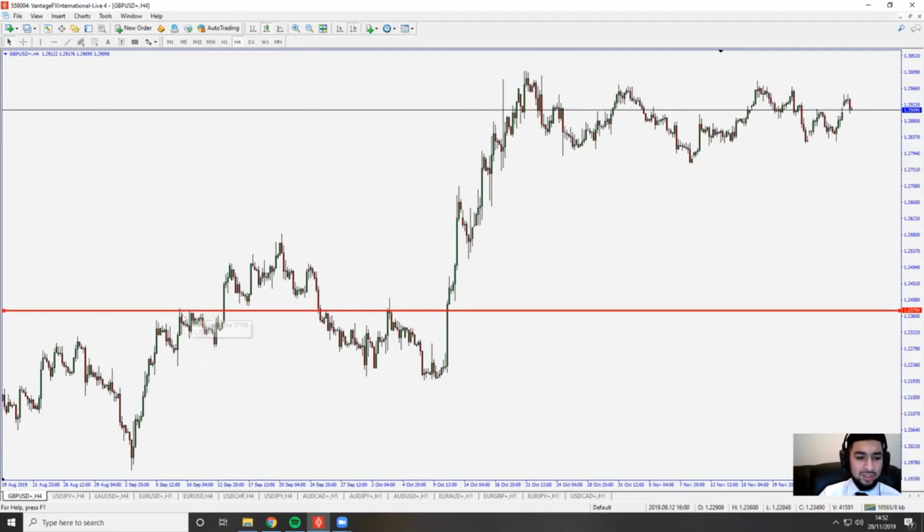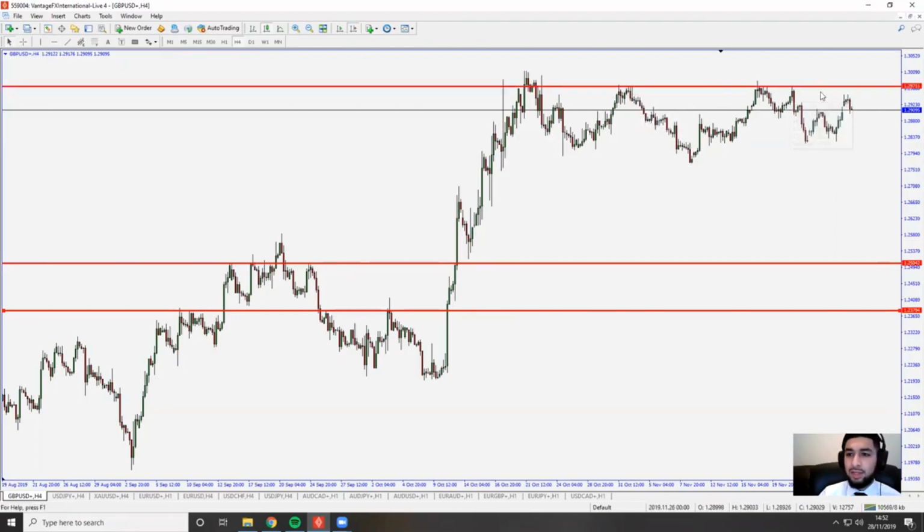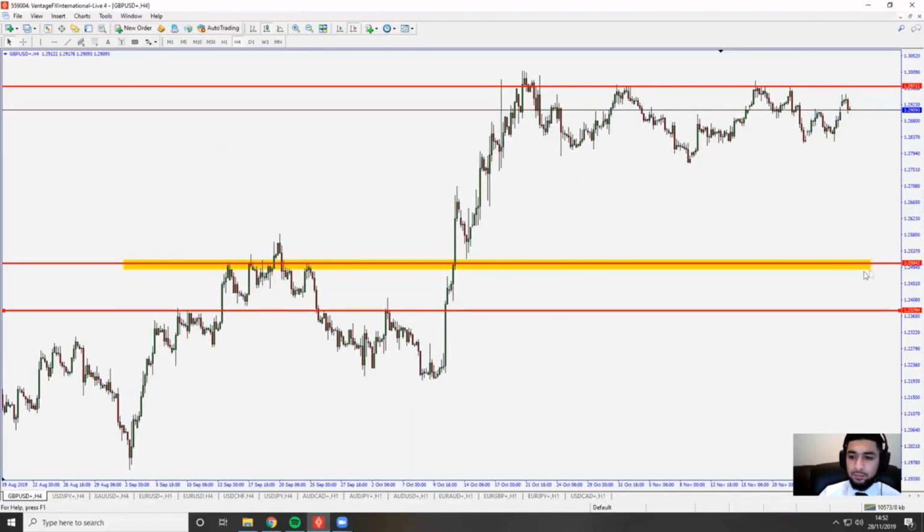As you can see, we've got a resistance here. We've got a resistance over here as well. And we've got a resistance currently where the market is hovering. It's bouncing off this current resistance price level over here. Now, we've said that when the market breaks these resistance levels, they tend to become support price levels. So let's highlight these resistance levels over here.